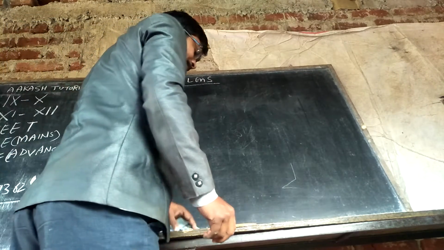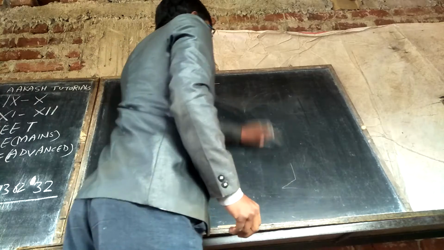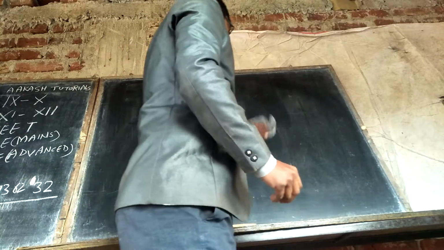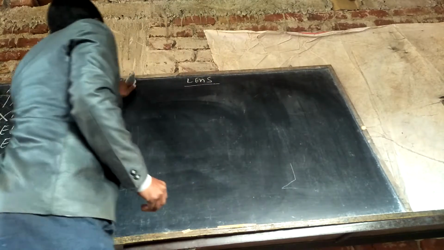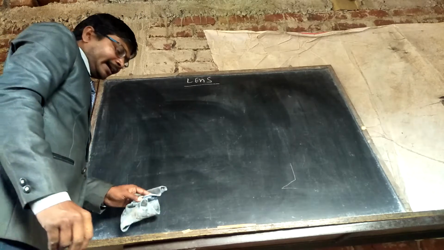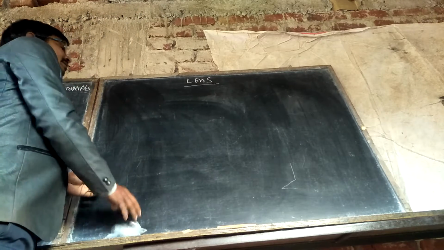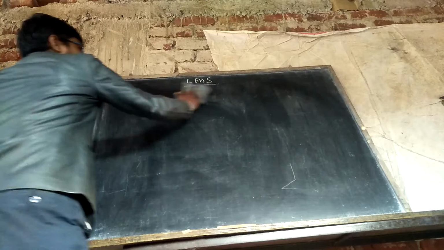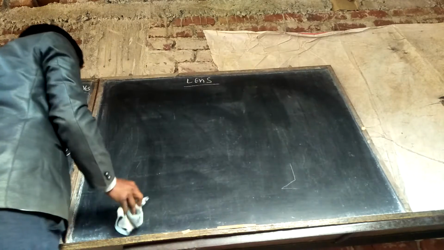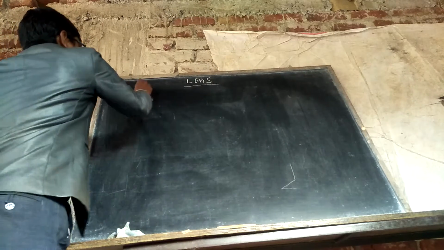Hello students, today we will study lens. What is a lens? A lens is an optical instrument having two reflecting surfaces. As we know, a lens is a reflecting surface having two lens. A lens is an optical instrument.